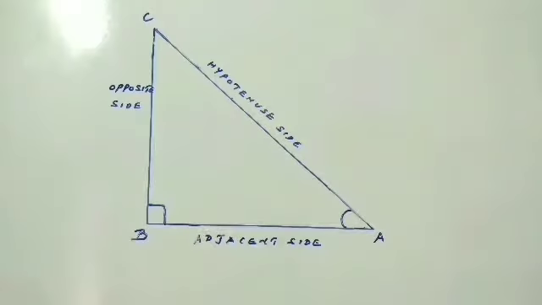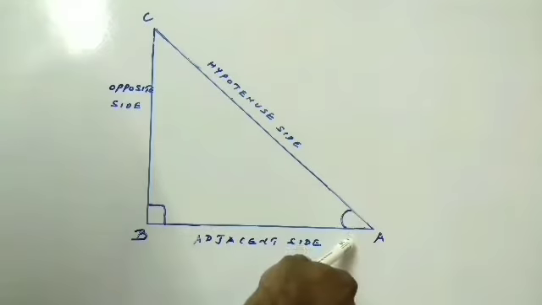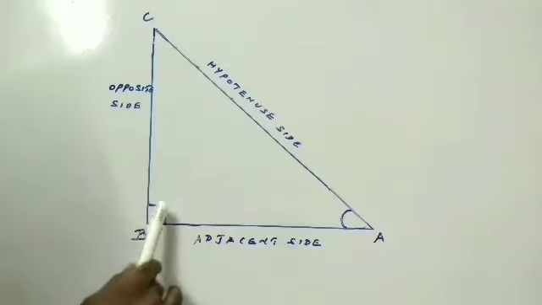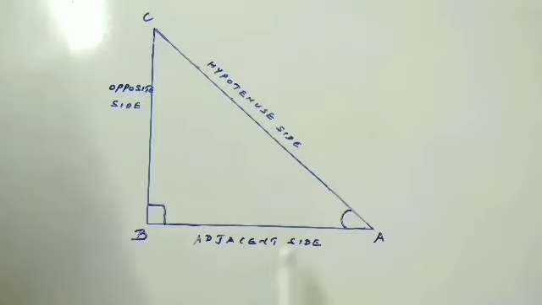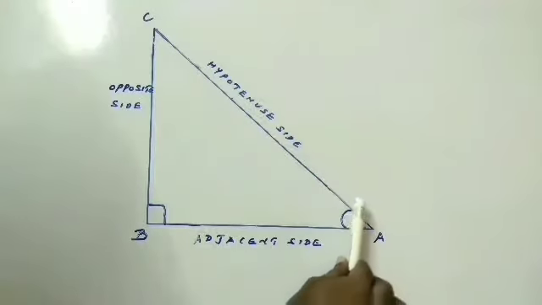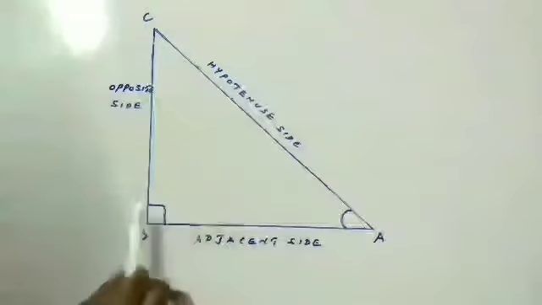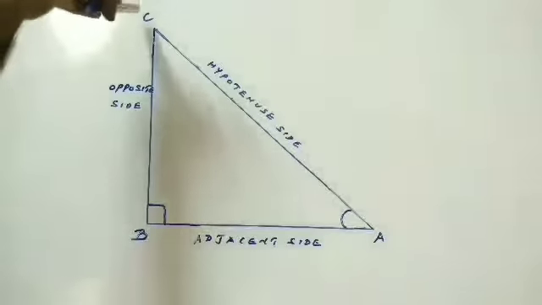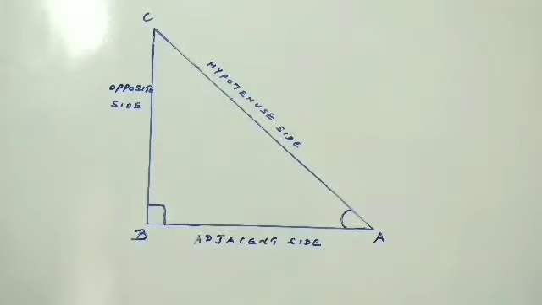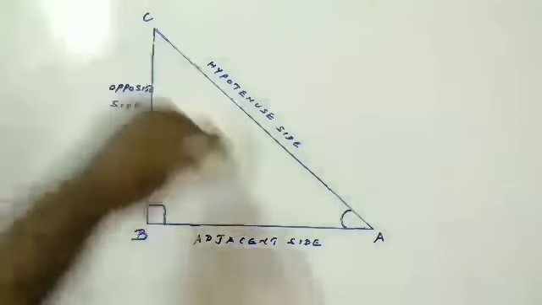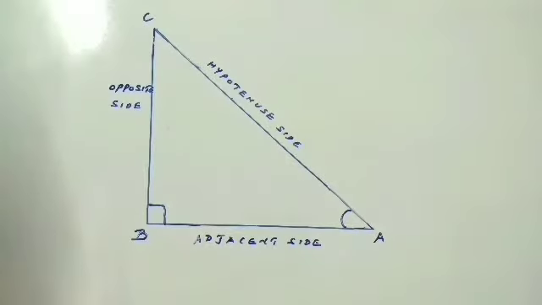Listen again well, because this is important to solve the trigonometric problems. I put an angle at A. B is at the right angle. Now the side between an angle and a right angle is called the adjacent side. The vertical side is the opposite side and the slant side is the hypotenuse side.